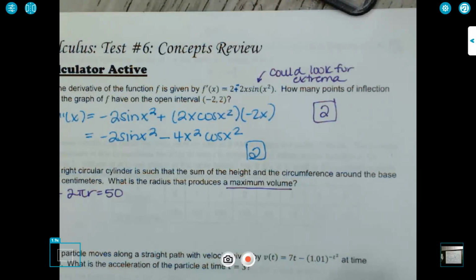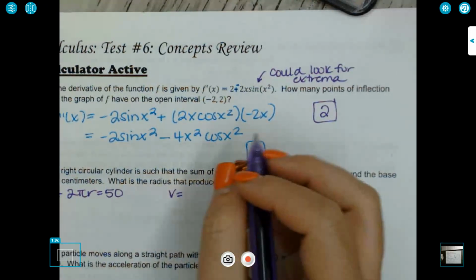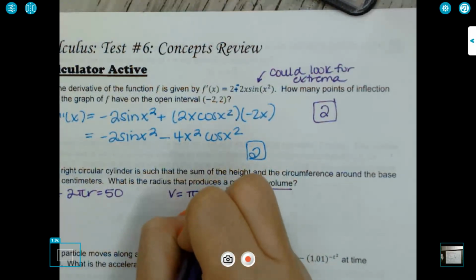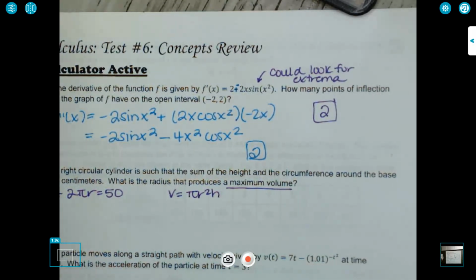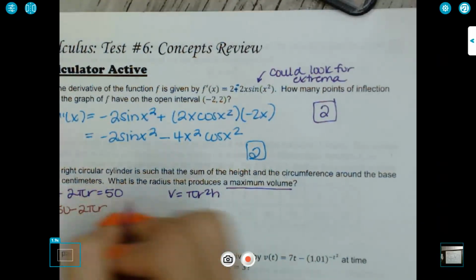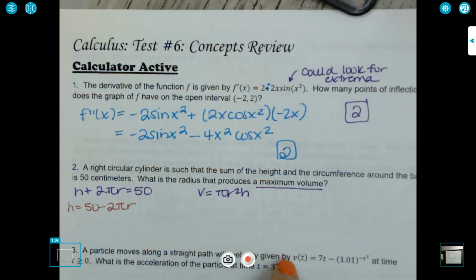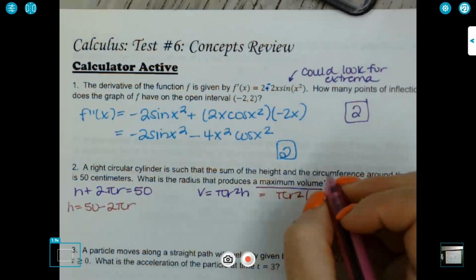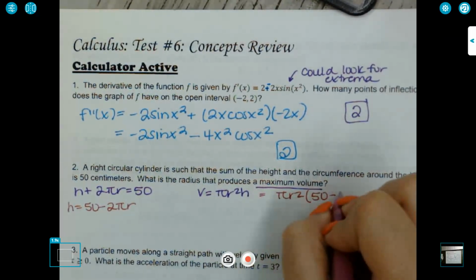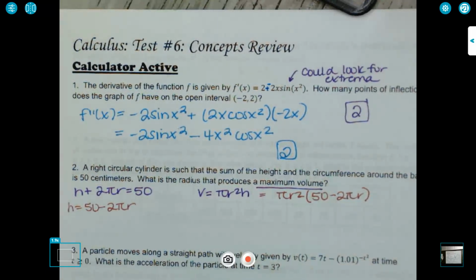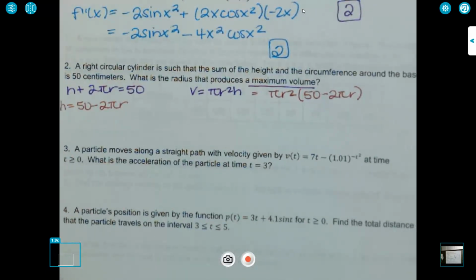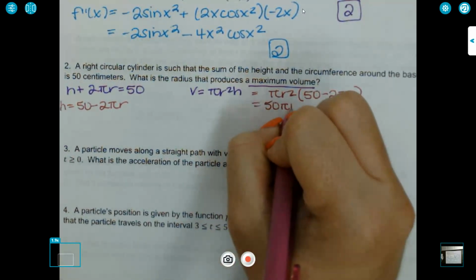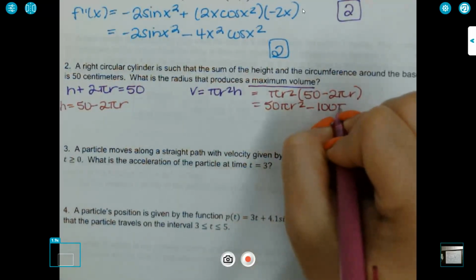Okay, we're talking about the volume. So we're going to use V equals pi r squared h. So I'm going to solve this right here for h. So h is going to equal 50 minus 2 pi r. Sorry. Okay, so that's going to be pi r squared times 50 minus 2 pi r. Okay, so if we work that out, that's going to be 50 pi r squared minus 100.